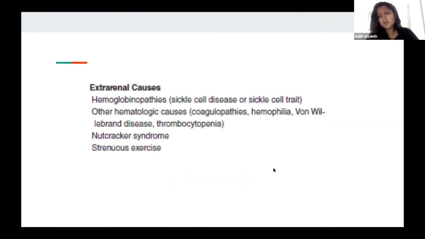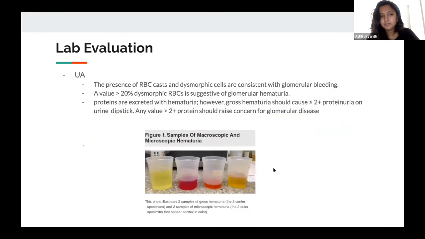And then the other things usually are coagulopathies, including hemophilia, von Willebrand's, and then Nutcracker syndrome is another one to always keep in the back of your mind. But sickle cell and strenuous exercise are probably the most commonly seen.